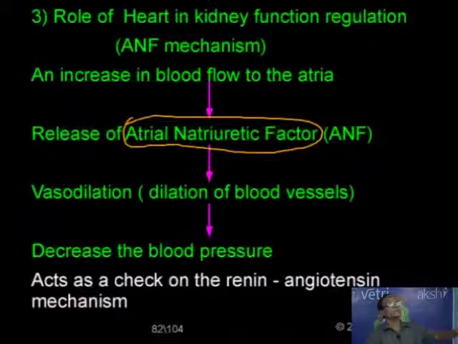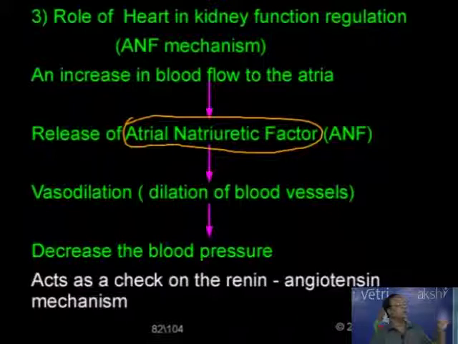Now this has an opposite effect. Angiotensin has a constriction effect on blood vessels. This has a dilatory effect on blood vessels. That one causes vasoconstriction. This one causes vasodilation. So when you have the dilation of blood vessels, ultimately you know there is a decrease in the blood pressure. So what will happen, the angiotensin mechanism has been checked. So this is mainly concerned with checking the renin-angiotensin mechanism, which is having an accelerating effect.